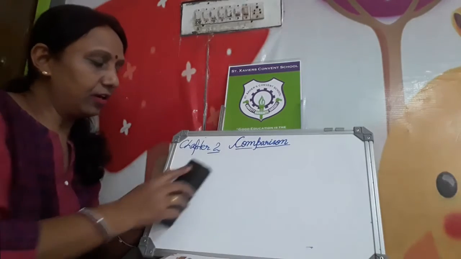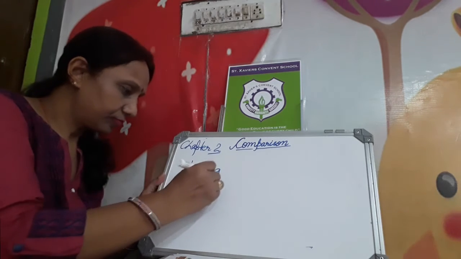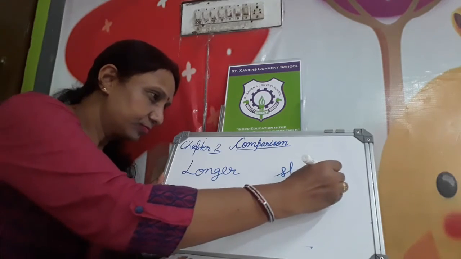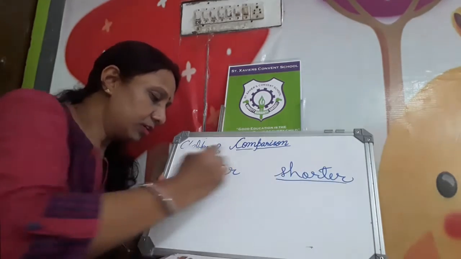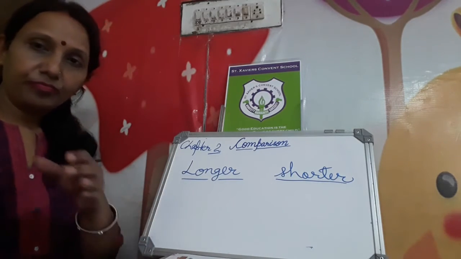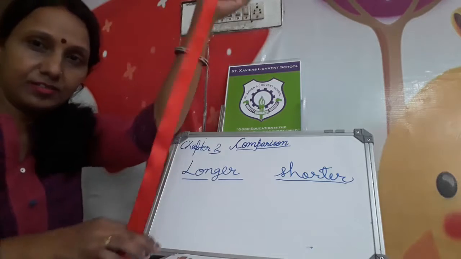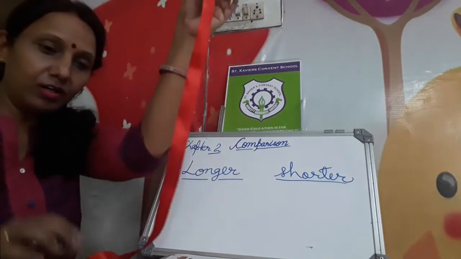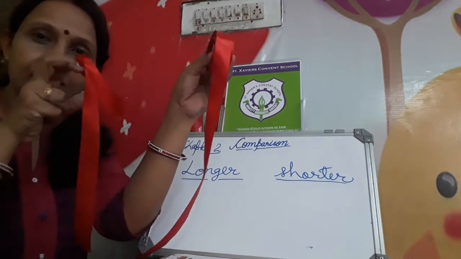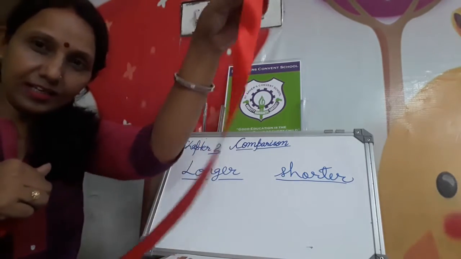Next we will compare longer and shorter. In longer and shorter, usually we compare the length. I have this ribbon. You can see the length of this. This is the longer. And another one, you can see the length of that, shorter. So this one is the shorter and this one is the longer.